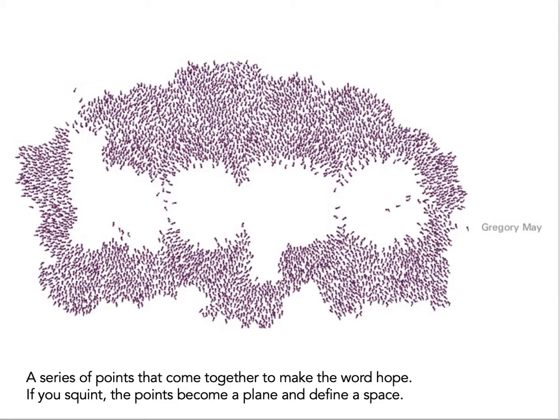Here, series and series of points come together to make the word hope. If you squint, the point becomes a plane and defines a space, and in the negative space, we see the word hope. They are articulated well enough in their shape and form that we are able to read this.